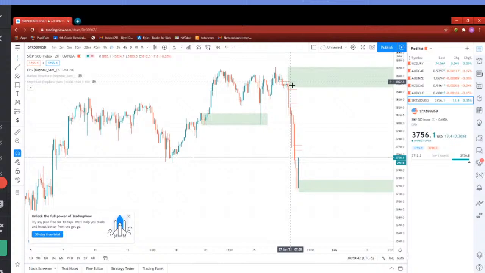Remember, supply and demand means there's orders left here, right? There's orders left here. So there's stop losses and limit orders here. There's stop losses and limit orders here. An order block is where they have to go back and collect them.